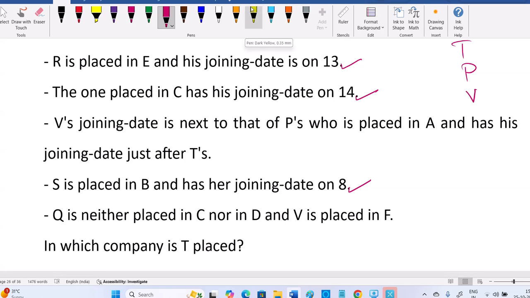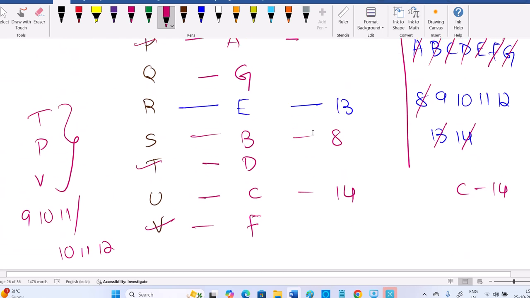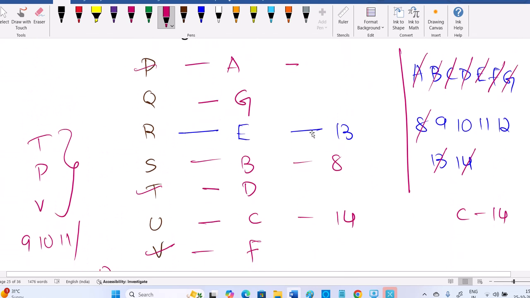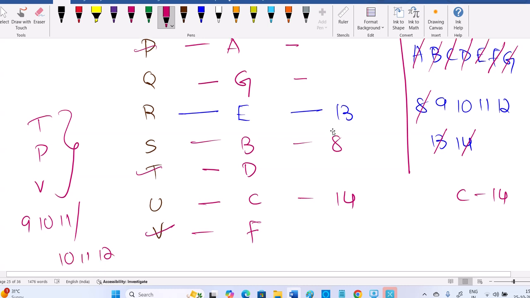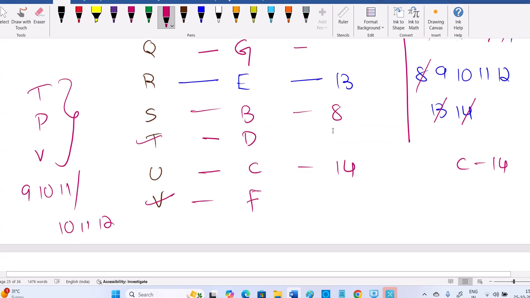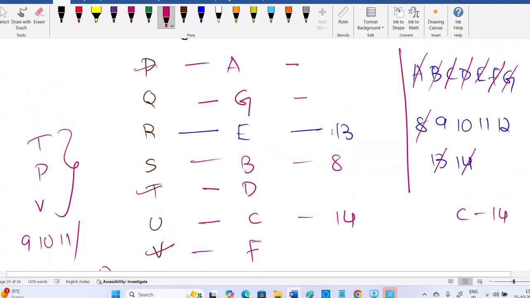Is there any other stuff? R is placed in E. C is placed, and joins just after T, next to that. So there are a lot of possibilities regarding joining date. Actually not a lot of possibilities. It can be 9, 10, 11 or 10, 11, 12. Among that we need to assign. We have 4 dates and 4 people, that cannot be decided with the data they mentioned. It's typical to assign TPV, then we are left with Q.